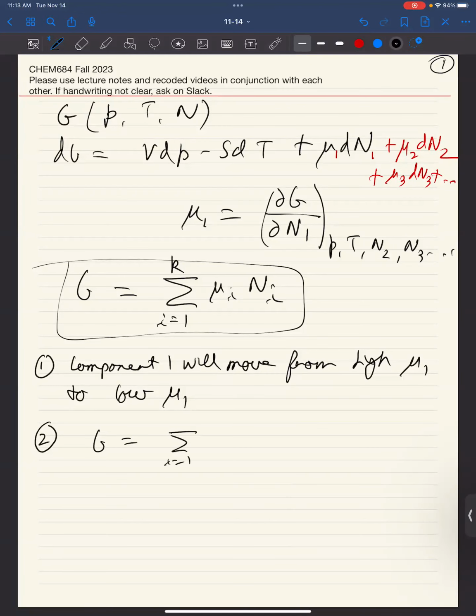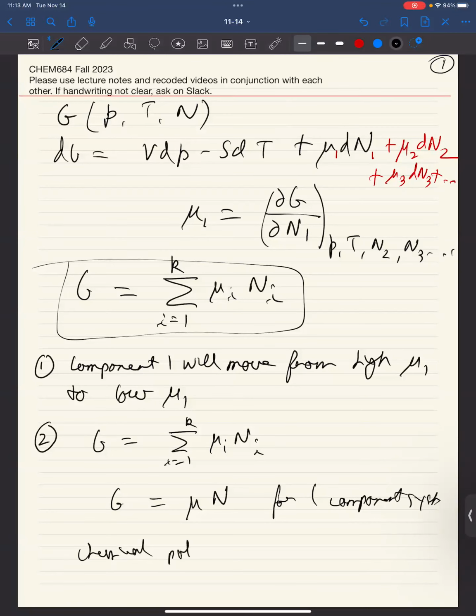Another way of thinking about chemical potential is through this relation, G is equal to summation i equals 1 to K of mu_i n_i. And this becomes even more useful if you have a one-component system. If you have a one-component system, then what is G in terms of mu and n? It is mu multiplied by n, right? So for a one component system, chemical potential is the same as molar Gibbs free energy. Okay?